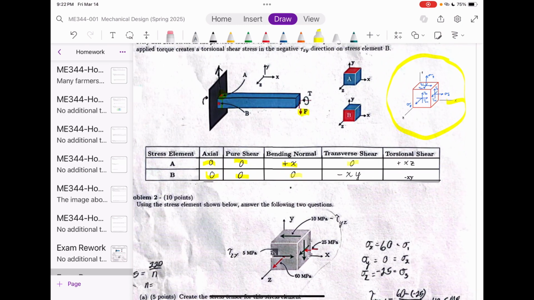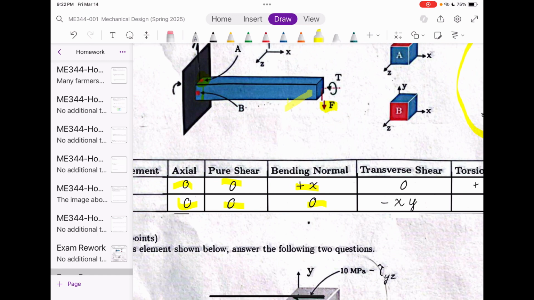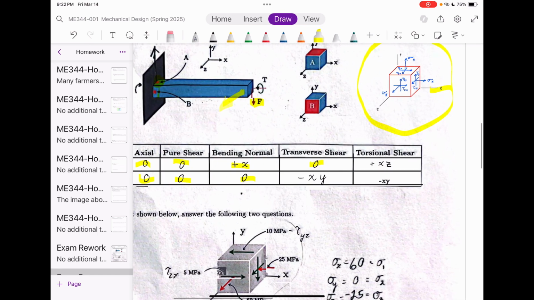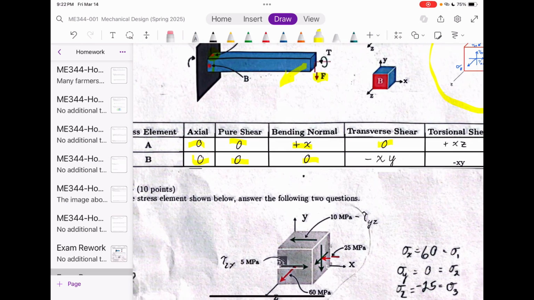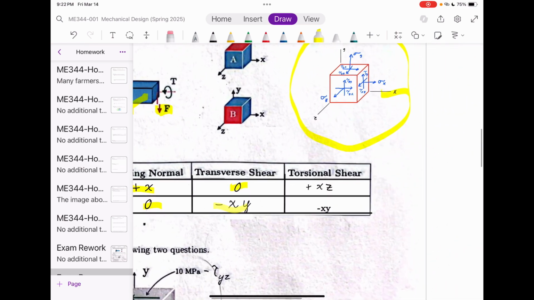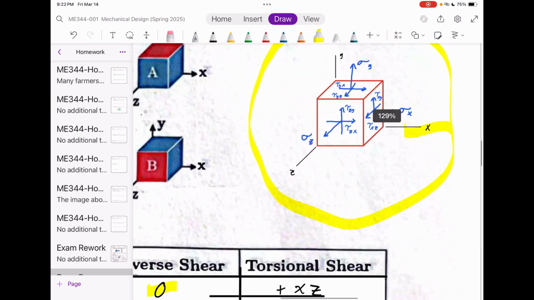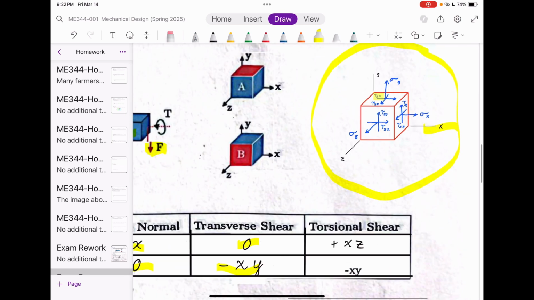There will be no transverse shear for A, as there is no force acting in this y direction. However, on stress element B, there will be transverse shear at the negative x and y location. We can look at the stress cube that I mentioned earlier right here, so that you can see the x and y shears.